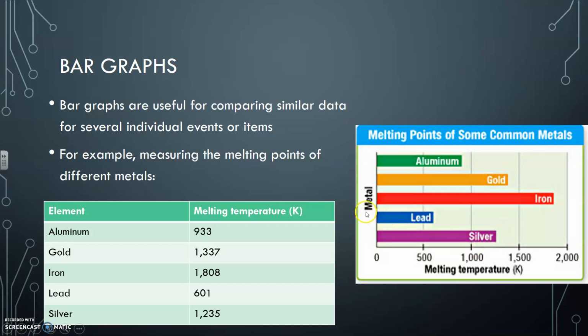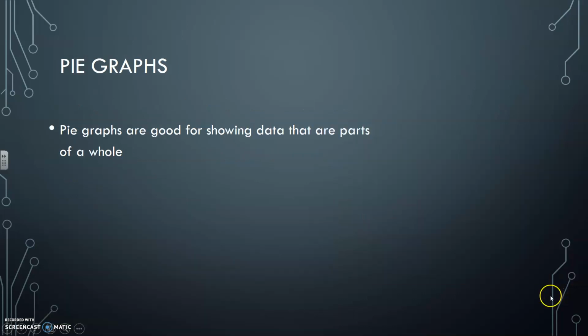Now you'll notice metal does not have a unit, because it's not an actual number measurement. In this case, they have their labels on each individual bar. All right, last type of graph that we're going to talk about is the pie graph. Pie graphs are used when you're showing data that's part of a whole. So you've got your whole chart, and then it's split into little pieces. The data is usually shown as percentages.